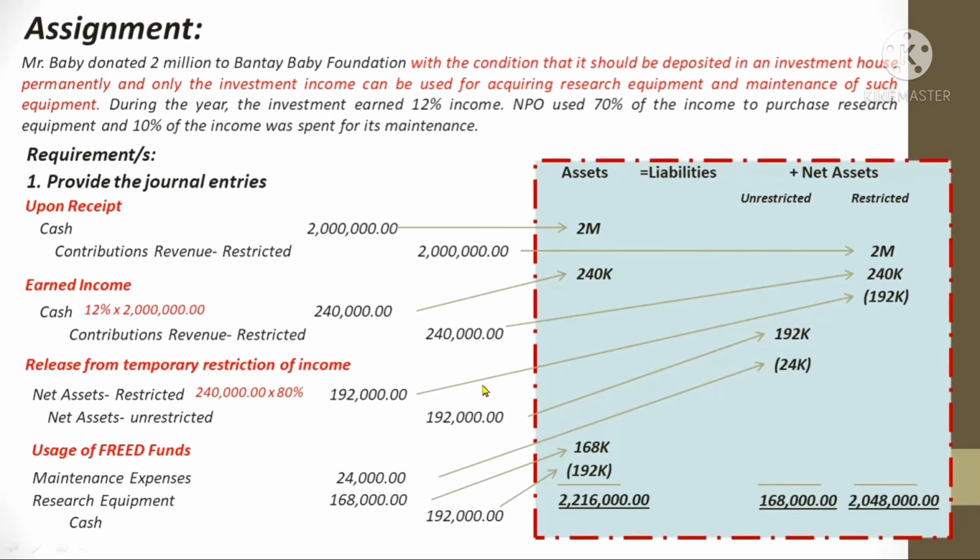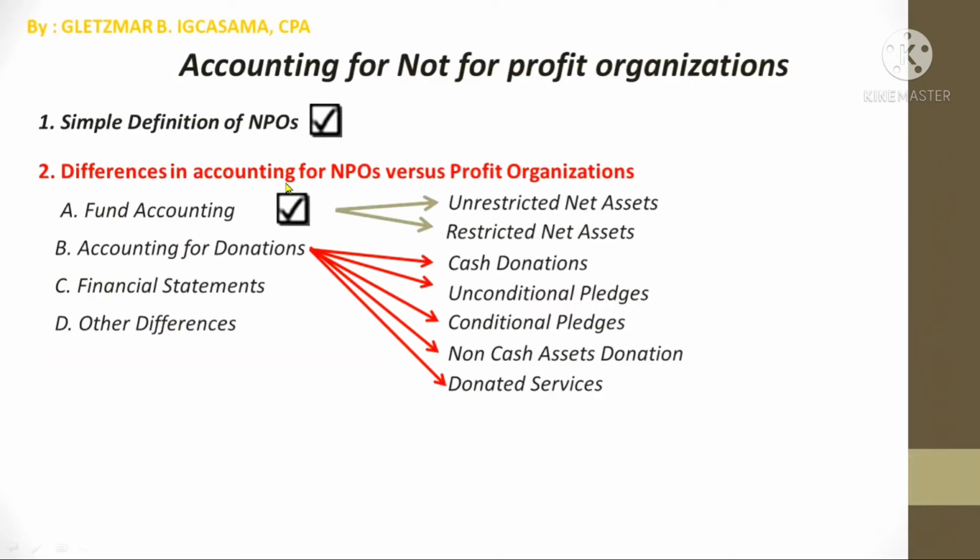Now let's go back here. As of now, we can confidently say that we have finished the accounting for cash donations. So we can put a check mark on this one. And I know that what is supposed to be next should be the accounting for unconditional and conditional pledges. But it would take a very long time. So in order to make this video short, let's start with the accounting for non-cash donations.